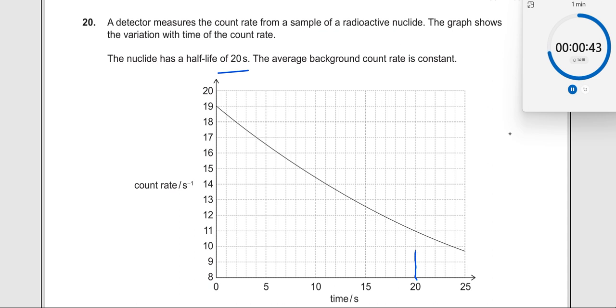Let us draw a line here and then draw one more line here. Now it is 11 here. Now see, the initial count is 19, but here it is 11. So if the initial count was 19, in one half-life this should have become something like 9.5, but here it is 11. That means there's something related to this.